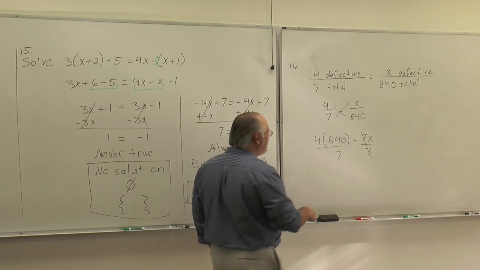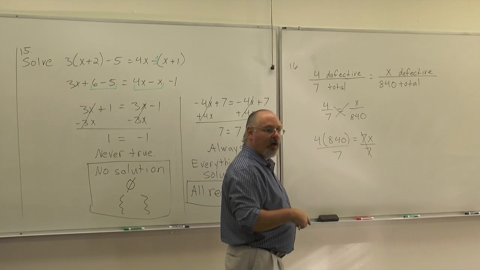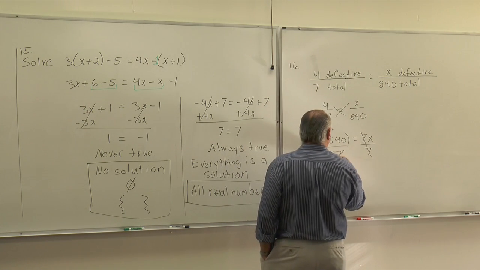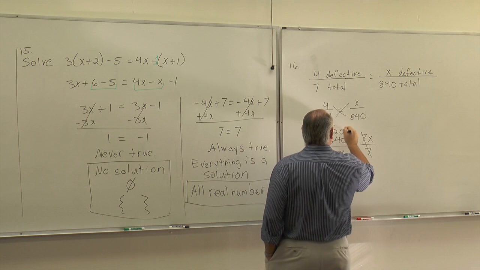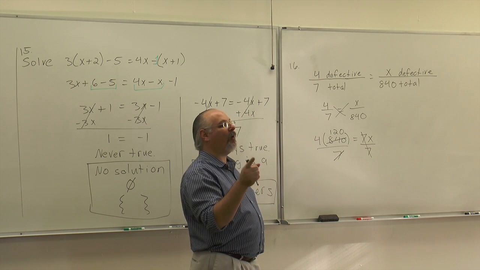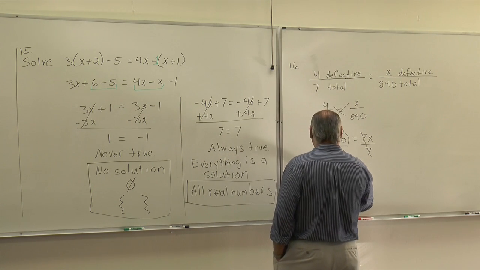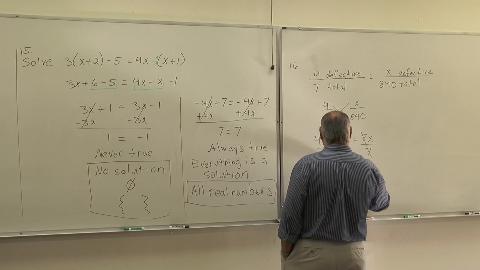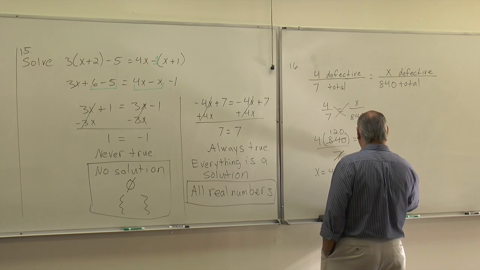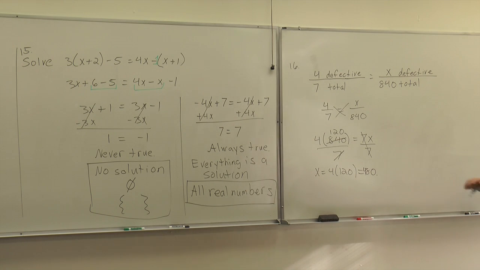Alright, so I can say 7 goes into 84 12 times, so 7 goes into 840 120 times. So I'm dividing before I'm multiplying and my numbers are smaller. So then I get x is 4 times 120 is 480, excuse me. Now I know some of you are thinking, what did he just do there? Oh my goodness, that is ridiculous.